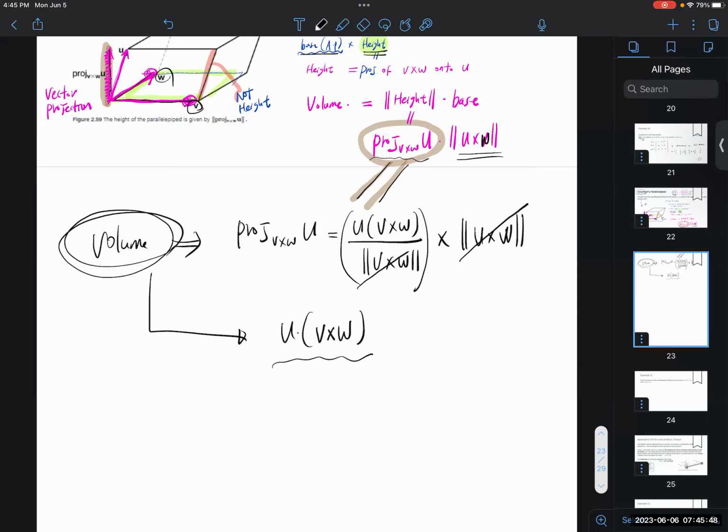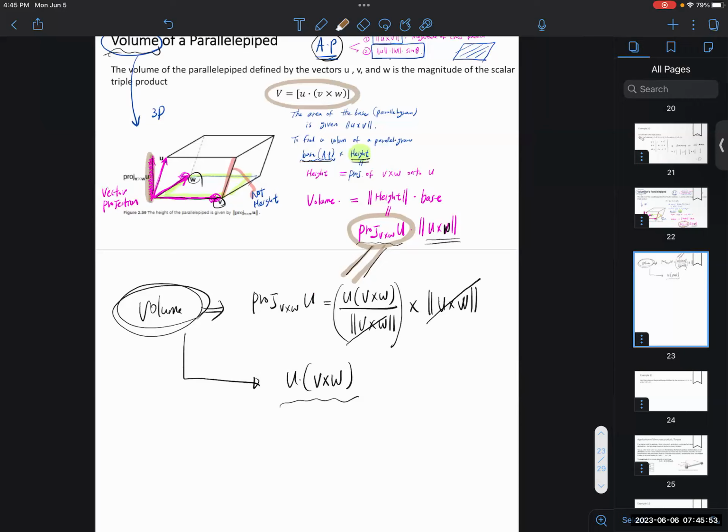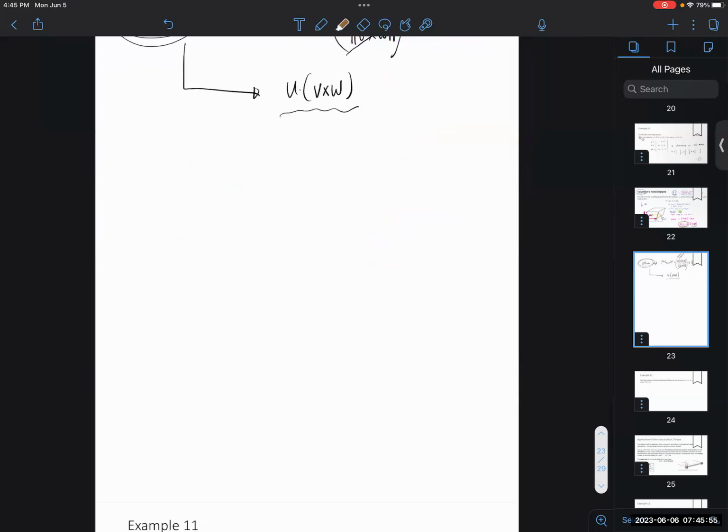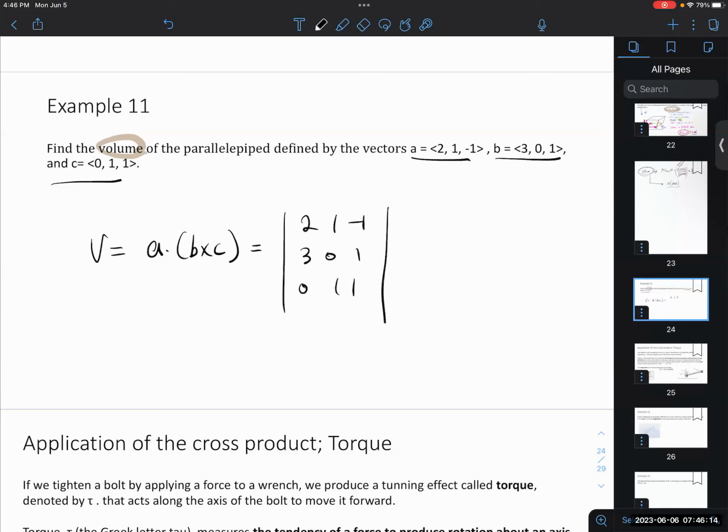Okay, so let's do the question. We now prove that this is true. This is the volume formula. So according to that formula, we want to find out the volume. We already have 3 vectors. What are you going to do? Volume is A times B times C. So A is 2, 1, -1, 3, 0, 1, 0, 1, 1. Same thing, using a determinant, you can find out the answer. That's your volume. So try this.